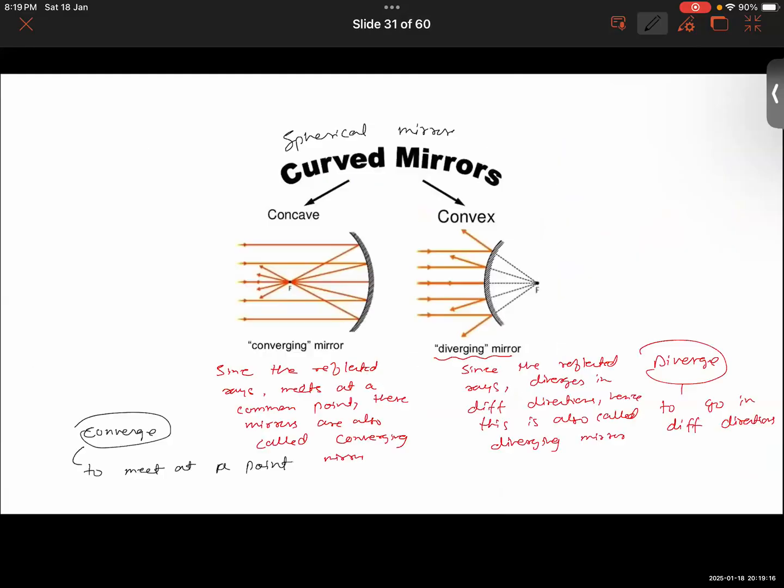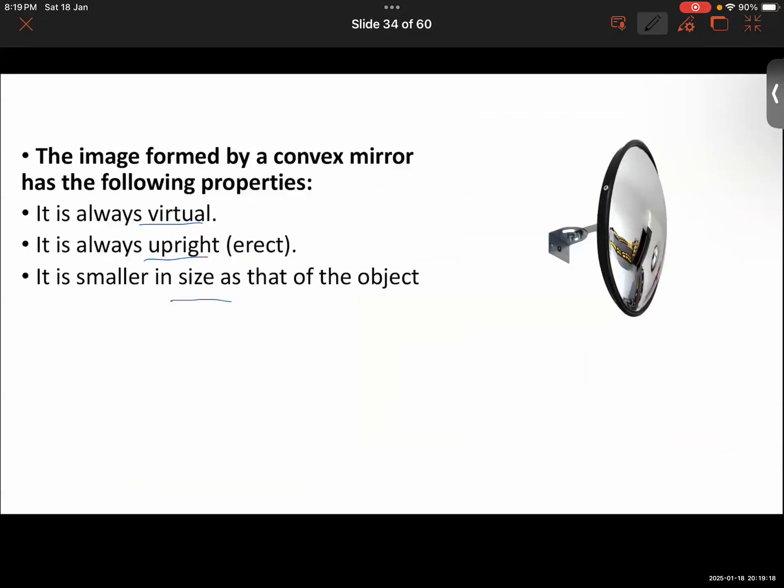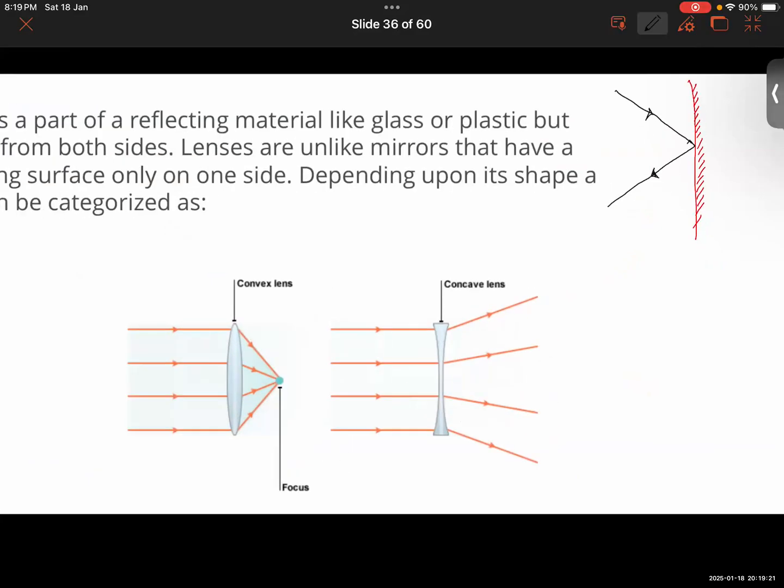Real and inverted we have discussed. We have learned about spherical mirrors. Now let us talk about the concept of dispersion.